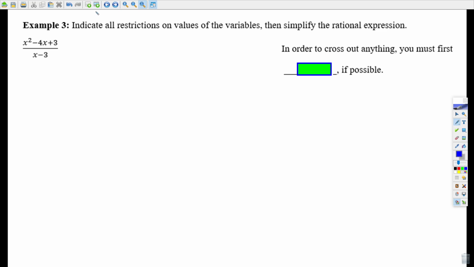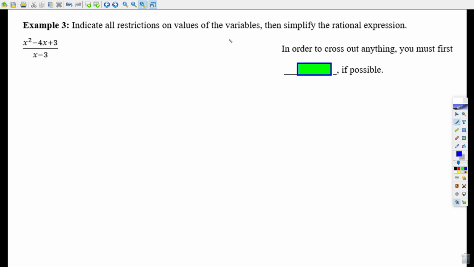Okay, so first what we're going to do here, which looks a little different, now we have plus and minuses in here. We're going to indicate all restrictions on values of the variables, and then we'll simplify the rational expression. Okay, so let's do the restriction. I'm going to put it over here somewhere. Can you see my cursor here?